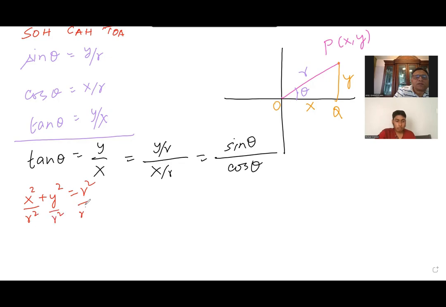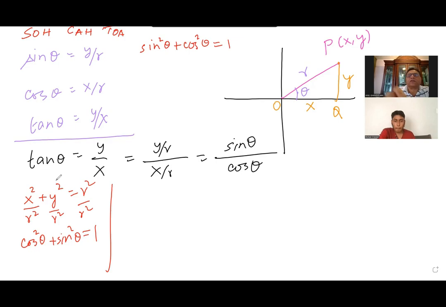You would get cosine squared plus sine squared equals 1. R squared divided by R squared is 1. So sine squared theta plus cos squared theta equals 1, we got the first identity. Let me rewrite this as equals to 1, correct? Yes, sir.